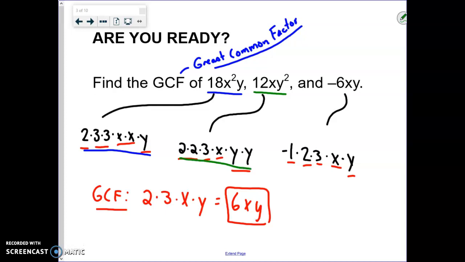Notice, ladies and gentlemen, the only operation here is multiplication, okay? When I had negative 6xy, I wanted to break it up into its original factors. That's what factoring is, taking a product and breaking it up into its factors. It's kind of the reverse, the inverse process of multiplication.